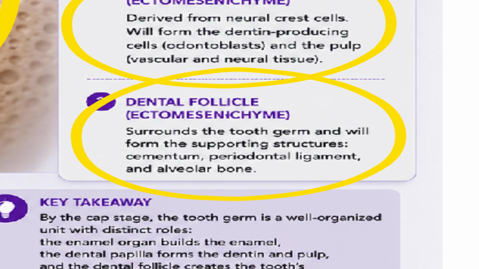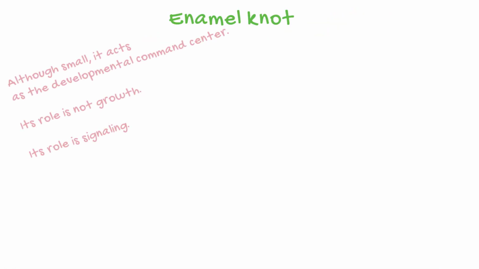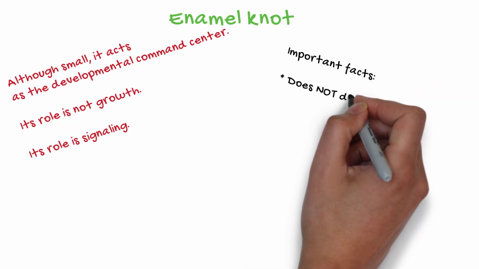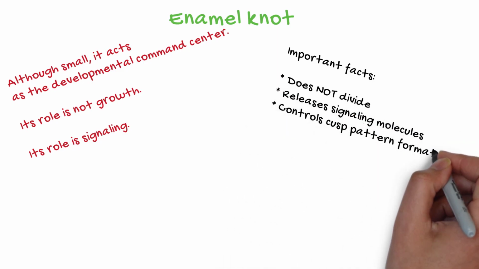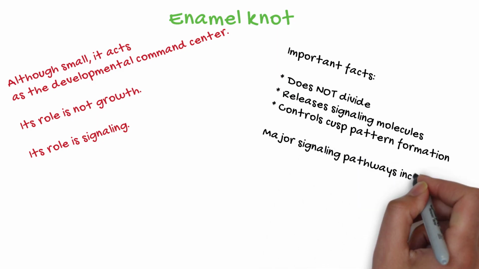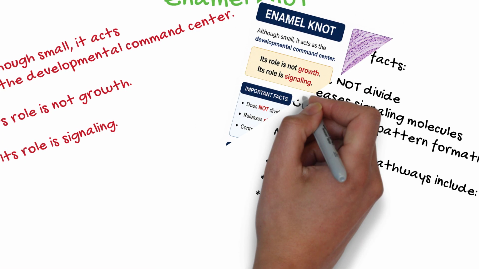Inside the enamel organ lies a tiny but powerful structure. Enamel knot. Although small, it acts as the developmental command center. Its role is not growth. Its role is signaling. Important facts. Does not divide. Releases signaling molecules. Controls cusp pattern formation. Major signaling pathways include SHH, BMP, FGF.